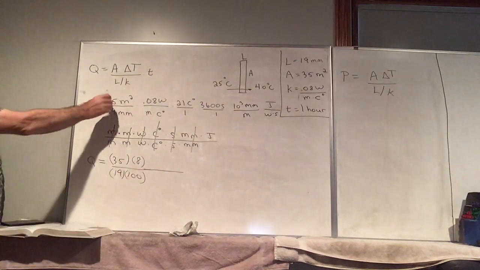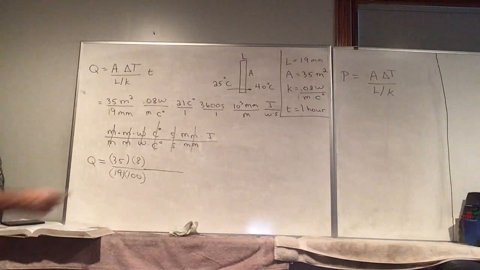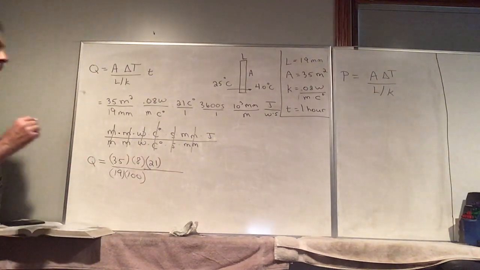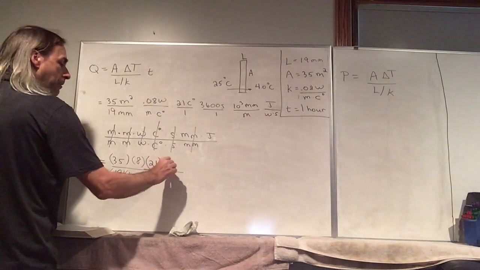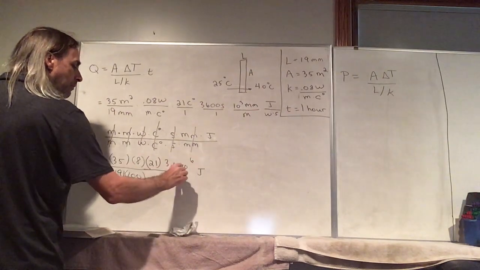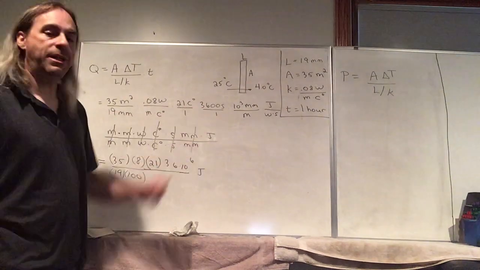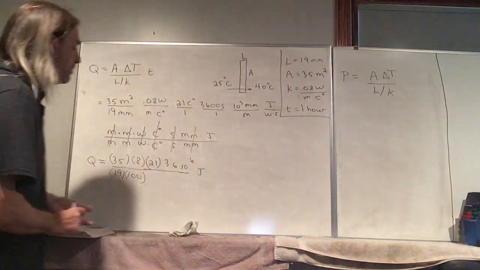So we took care of 35, 19, 0.08. I like writing it that way. 21. And then the rest of this I'm going to write as 3.6 times 10 to the 6. So here we have 3,600. That's 3.6 times 10 to the third, and then times 10 to the third.